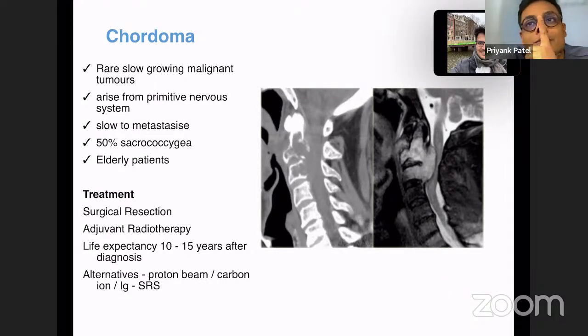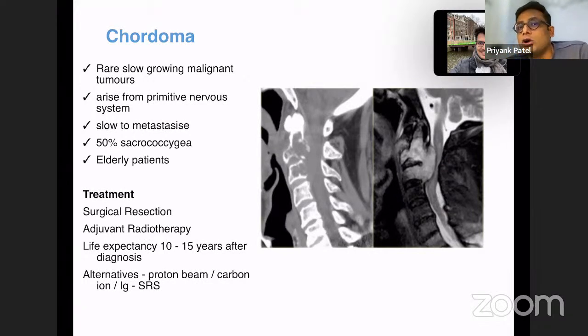Now you've got the malignant tumors. The one is chordoma. It is a rare malignant tumor. It is slow growing, but it is malignant. So it can metastasize. It arises from primitive nervous tissue systems. They are slow to metastasize, and 50% of them are seen in the sacrococcygeal area, seen in elderly patients rather than young patients. And the treatment for these patients is surgical excision. Remove it, throw it away from the body. A wide excision is the best form of treatment.